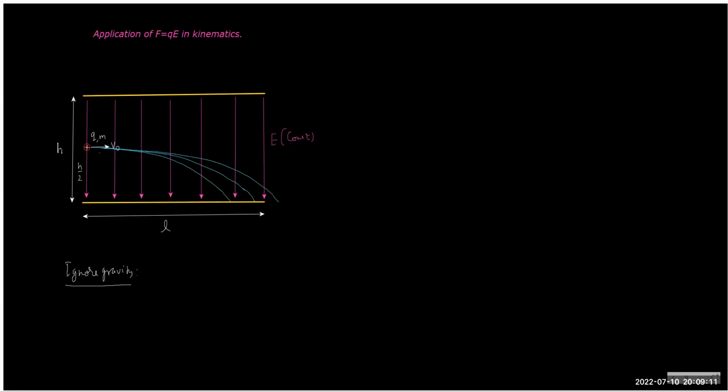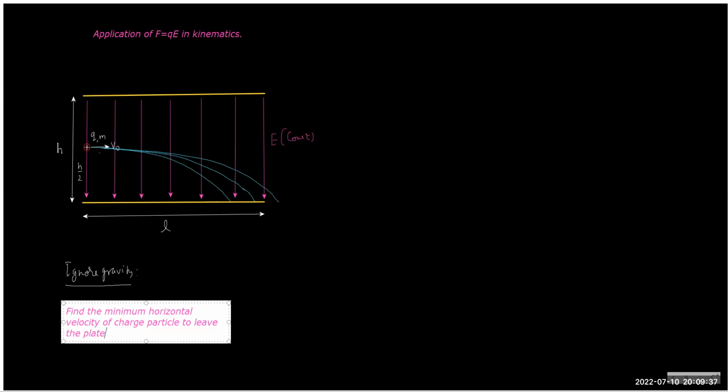So the question is, let's solve this question. I'm creating it. Find the minimum horizontal velocity of the charged particle to leave the plate. It's that simple. No matter how fast you throw, the time of flight is going to be fixed, isn't it? And in the same time, you have to reach the other end of the plate.